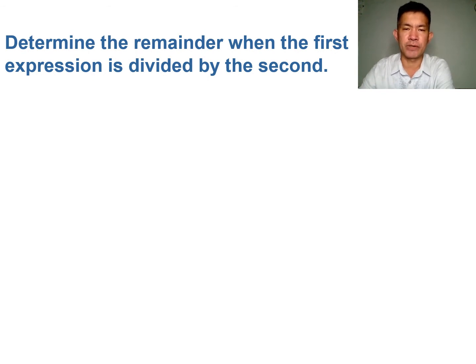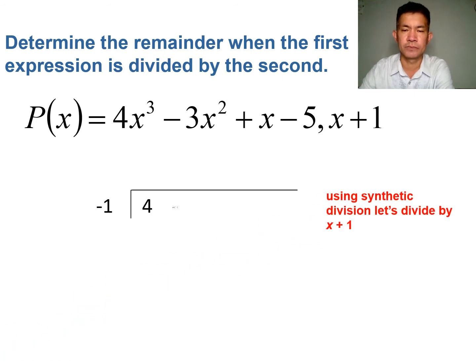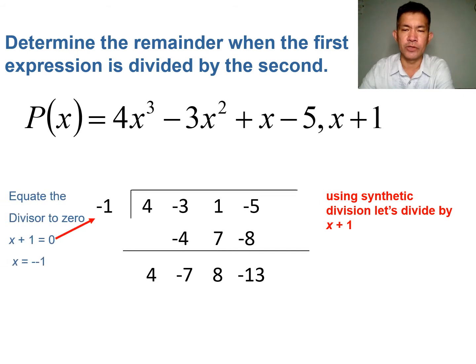Determine the remainder when the first expression is divided by the second. P of x is equal to 4x cubed minus 3x squared plus x minus 5. Our divisor is equal to x plus 1. We have to equate x plus 1 equal to 0, therefore x is equal to negative 1. Copy the numerical coefficients of 4x cubed minus 3x squared plus x minus 5: 4, negative 3, 1, negative 5. Bring down the leading numerical coefficient 4, then multiply that by negative 1.